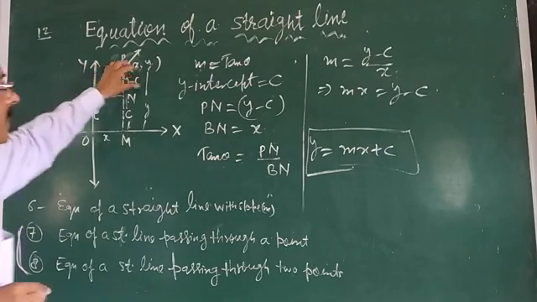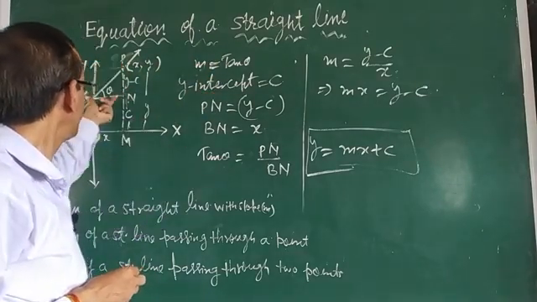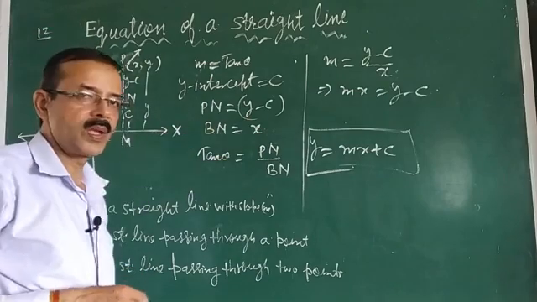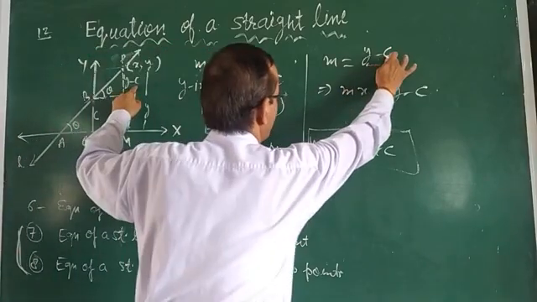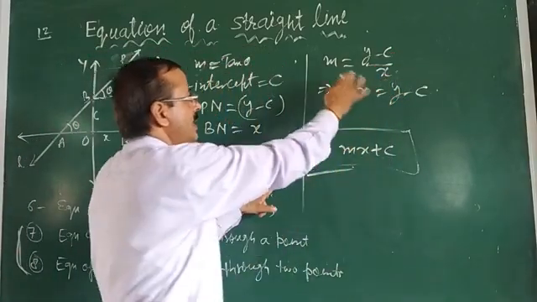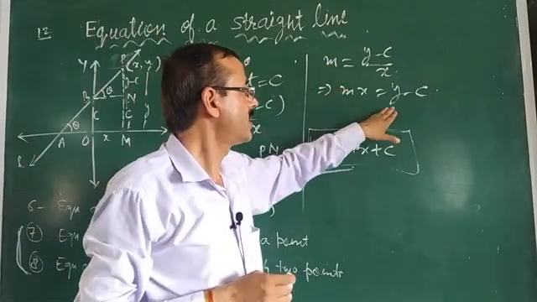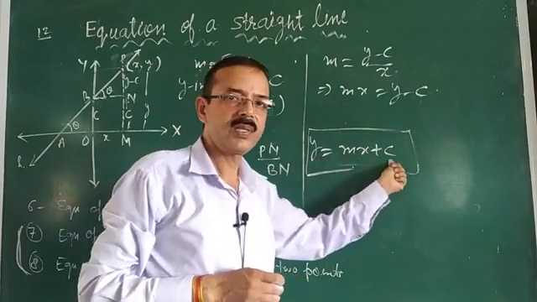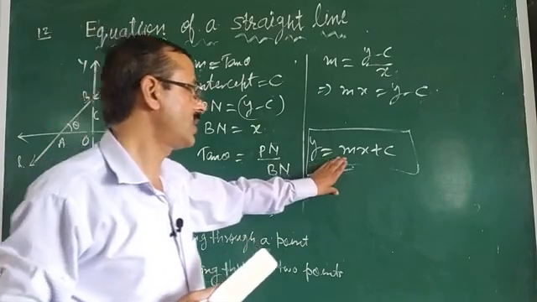Yes. Then everything written here, that tan theta is equal to height upon base, PN upon BN. PN value what is? y minus c. So written here y minus c upon BN x, and tan theta is equal to m. Transpose it, you will find that mx is equal to y minus c, or c if you transpose, you will find that y is equal to mx plus c. This is the required equation of straight line. So this is general equation of straight line.